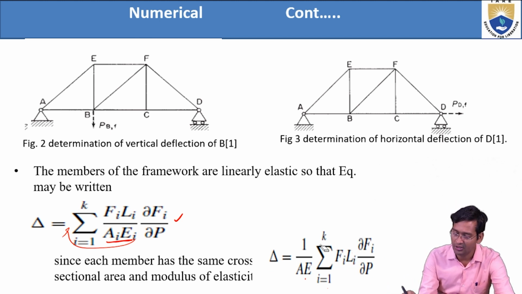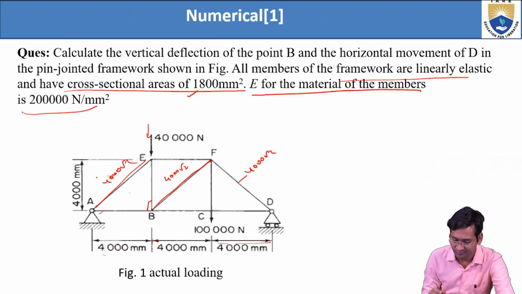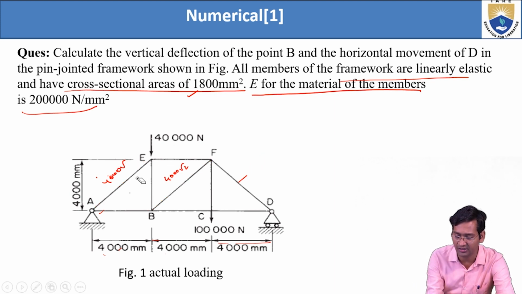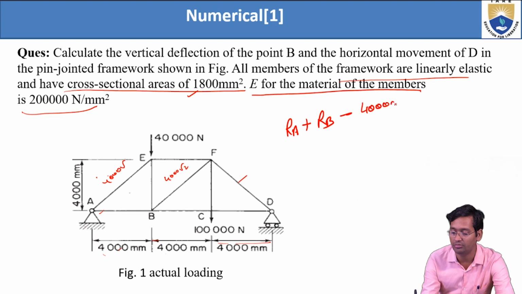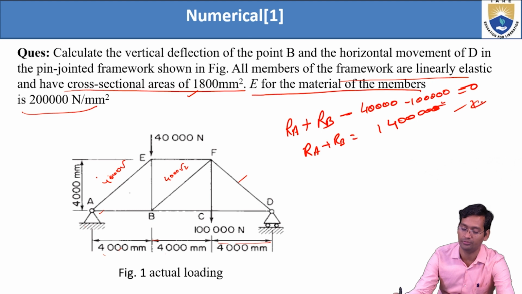Okay. So now first we will find the forces, and before that we have to find the support reactions. So just see here. Finding the support reaction: RA is acting upward, RB is acting upward, and minus 40,000 acting downward, and minus 1 lakh also acting downward, that equals 0. So RA plus RB equals 1,40,000. So one equation we got.